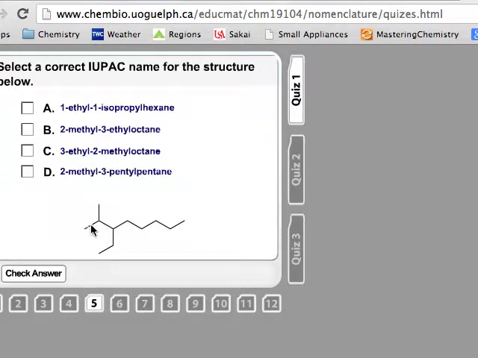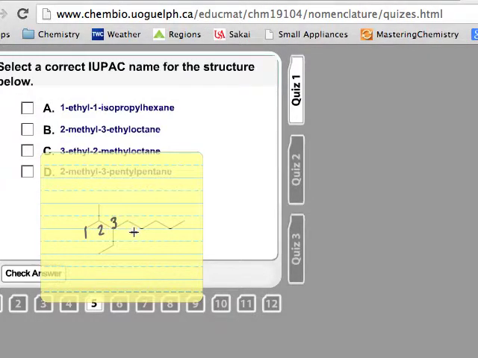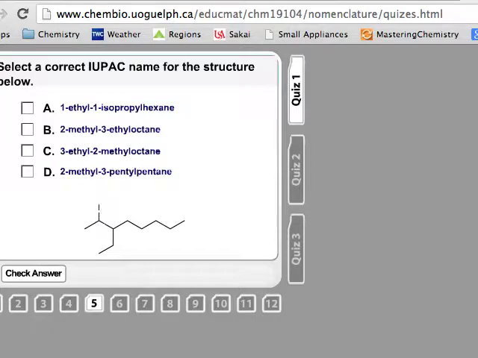All right, I'm assuming you paused and gave it a try. So we have 1, 2, 3, 4, 5, 6, 7, 8 as our longest chain. So it definitely isn't D or A, so it's B or C. If I start counting from this end, it's 1, 2, 3. So it would be 3-ethyl, 2-methyl, octane. And the ethyl has to come first. So C should be our answer.